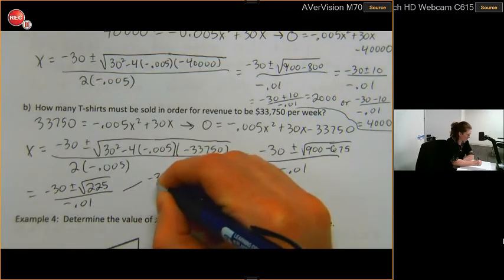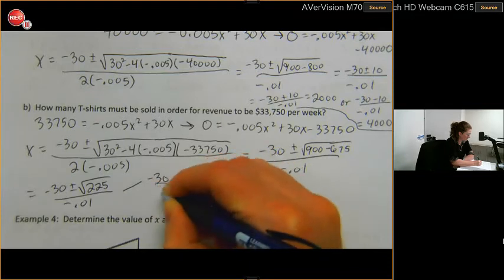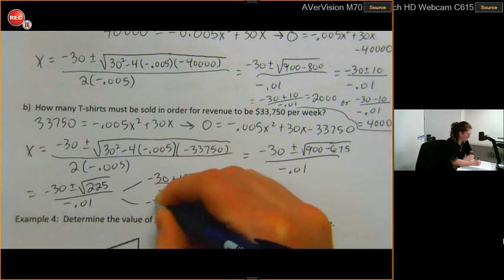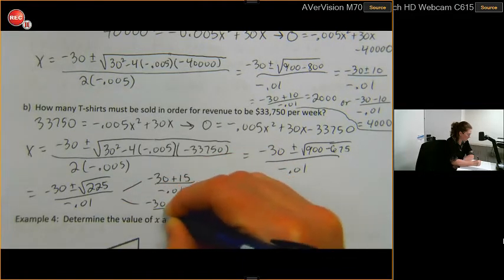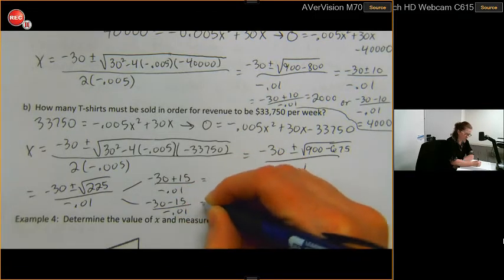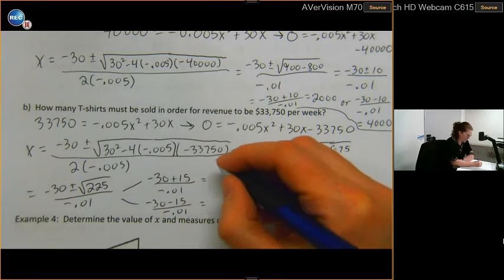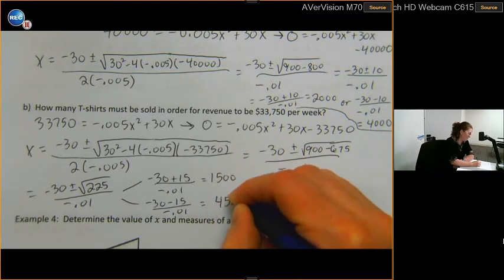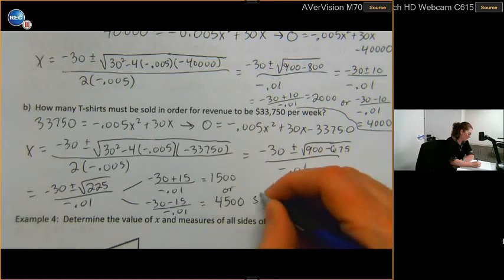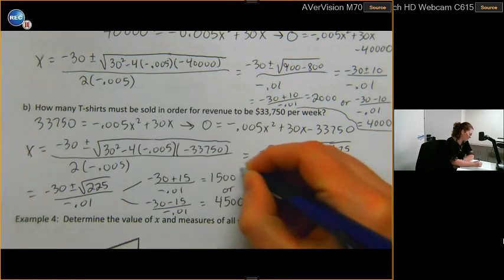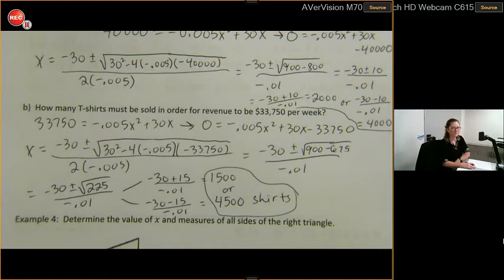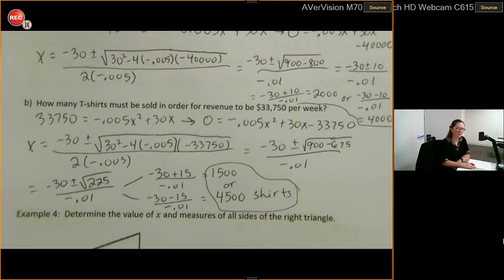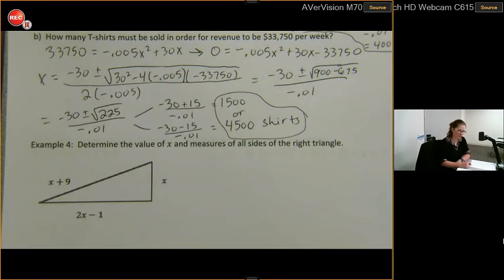So we have 2 problems out of this. Solve them both, and we get 1,500 or 4,500. So you really just have to be careful and make sure you plug your numbers in right, and then use a calculator to avoid multiplication issues.